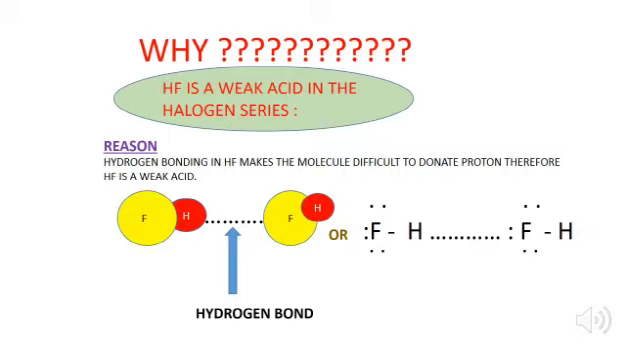Now look at the diagram. Here the hydrogen is embedded between the two fluorine atoms. Therefore, it becomes difficult for the hydrogen to go away from here to donate a proton.